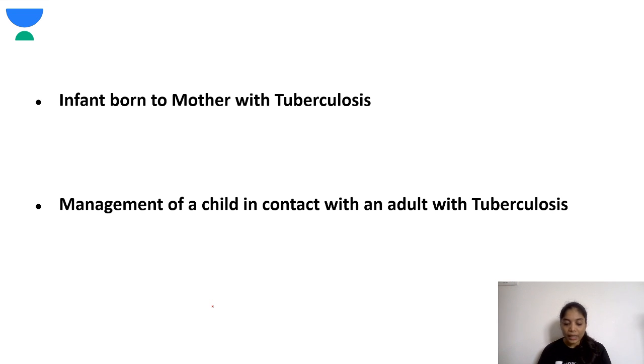Now if a child is born to a mother with tuberculosis, what do you do? Transplacental transfer of the disease is very rare, but it can still happen. So when a child is born to a mother with active tuberculosis, you have to screen the child. You have to get a tuberculin test and you have to get an X-ray. If it is negative, you have to start the child on INH prophylaxis.